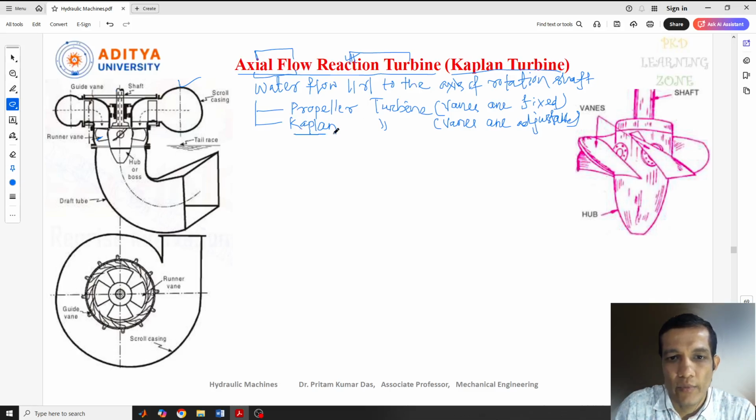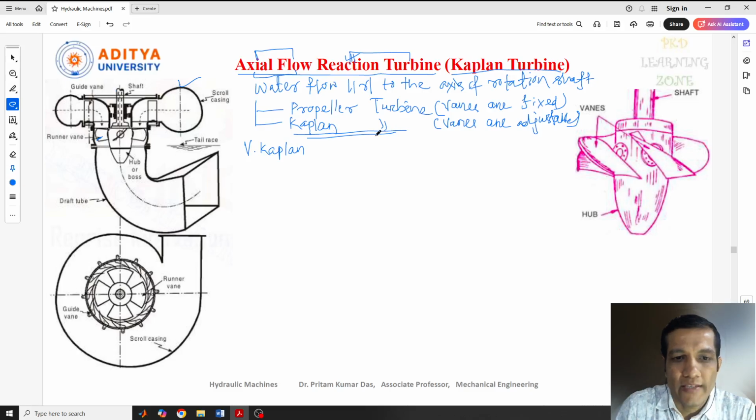Now we'll discuss the Kaplan turbine. The Kaplan turbine was initially invented by V. Kaplan. The name of the scientist is V. Kaplan, and based on his name this turbine was named. He is an Austrian engineer who developed this turbine. The diagram shown here is the Kaplan turbine.